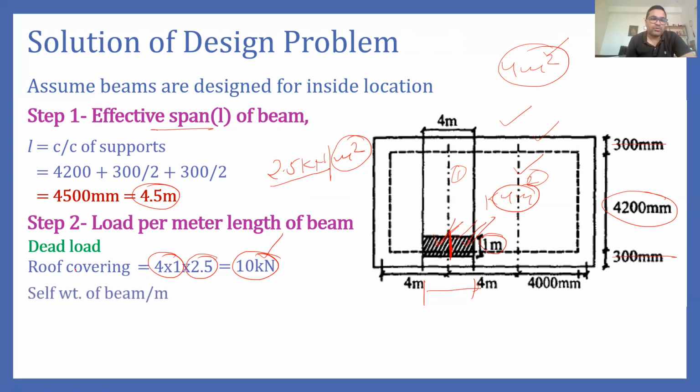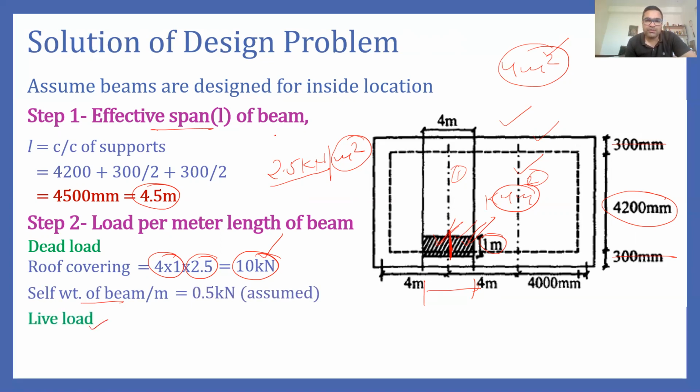Now, beside this, we also need to find out the self weight of beam, but right now we don't know the dimensions of the beam. So calculation of self weight of beam is not possible. So here we will assume that the self weight of beam is 0.5 kilonewton. After that, we will calculate the live load.